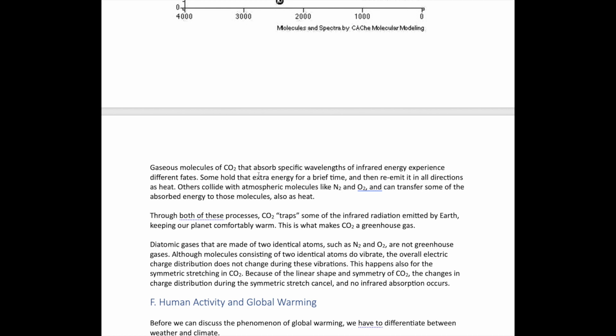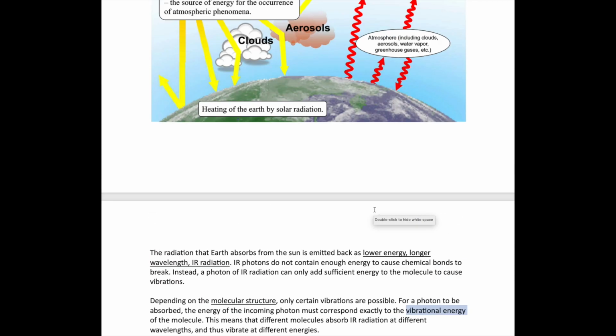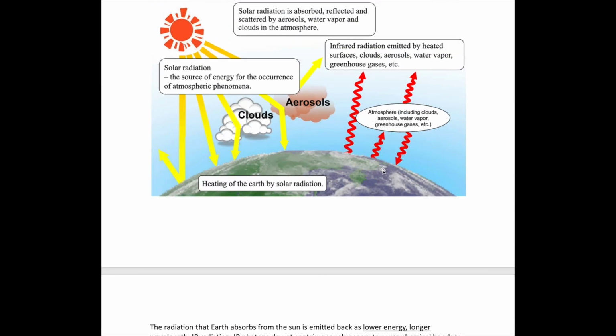Some of that heat is held by the CO2 molecules, and then after a while, it just releases it back in all directions. When it releases it back in all directions, it includes going back to Earth. If you imagine a number of CO2 molecules here in the troposphere, some of the heat is released out there, but some of the heat is released back down onto the surface of the Earth, like this one right here. So in other words, there's some percentage of that heat that stays on Earth.